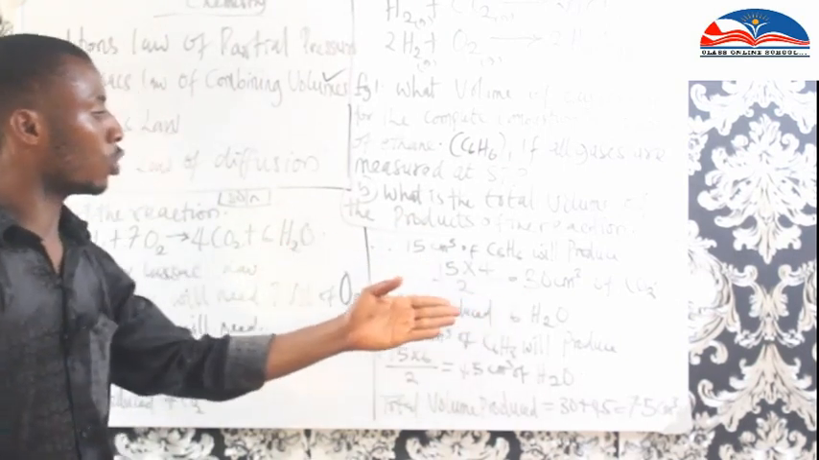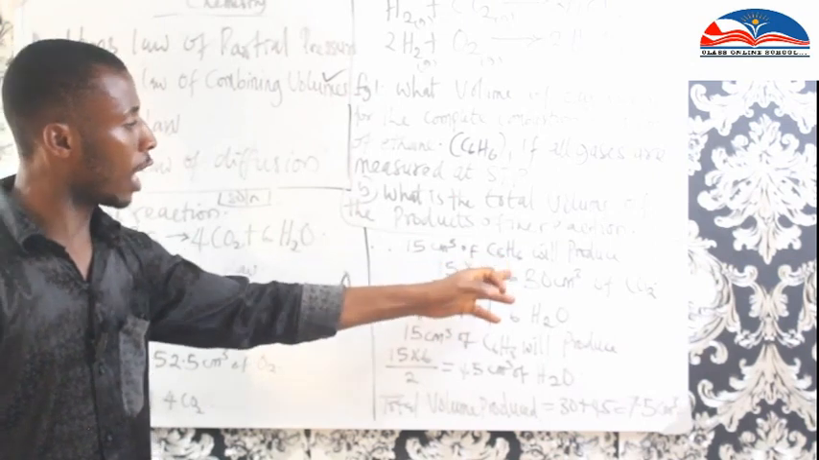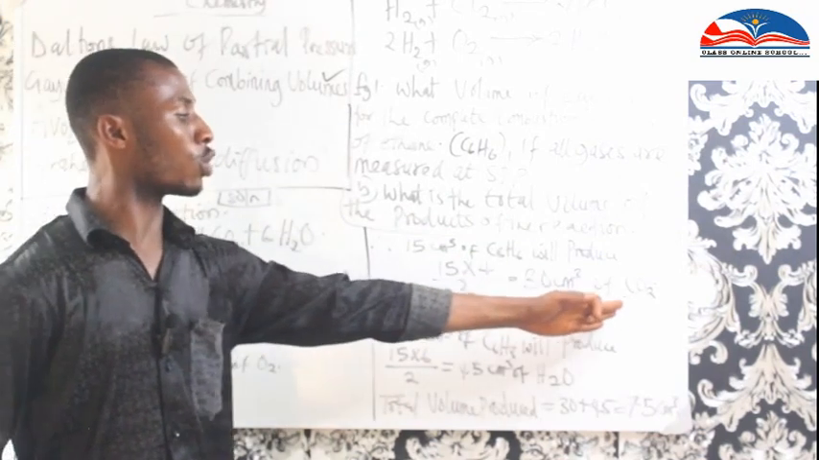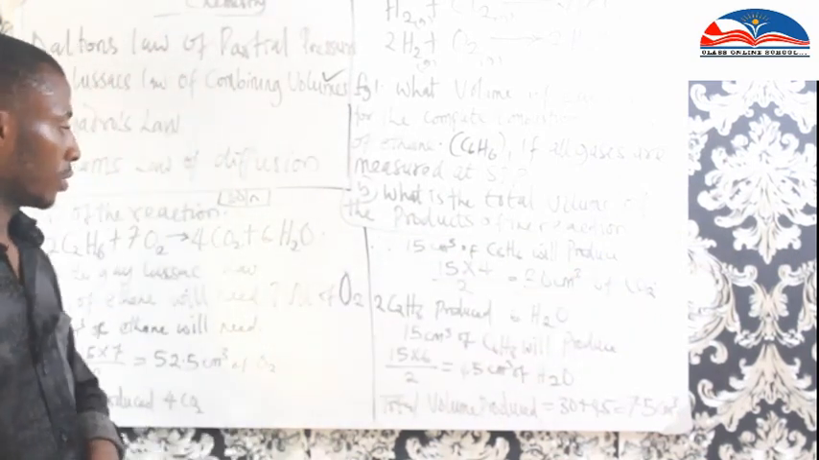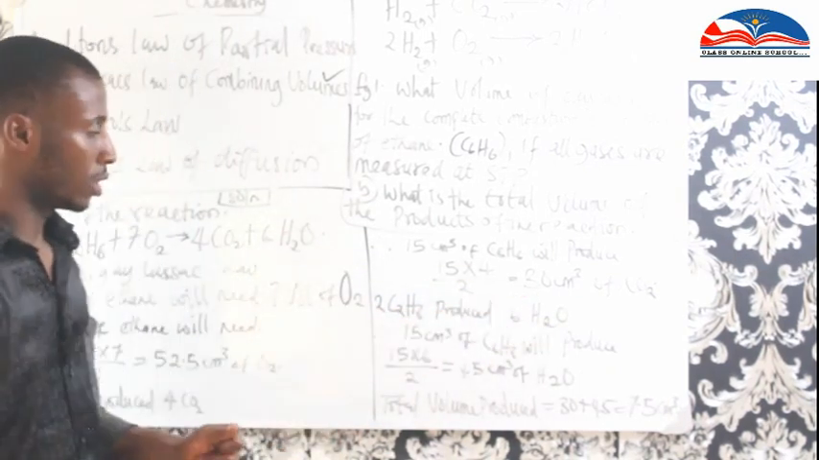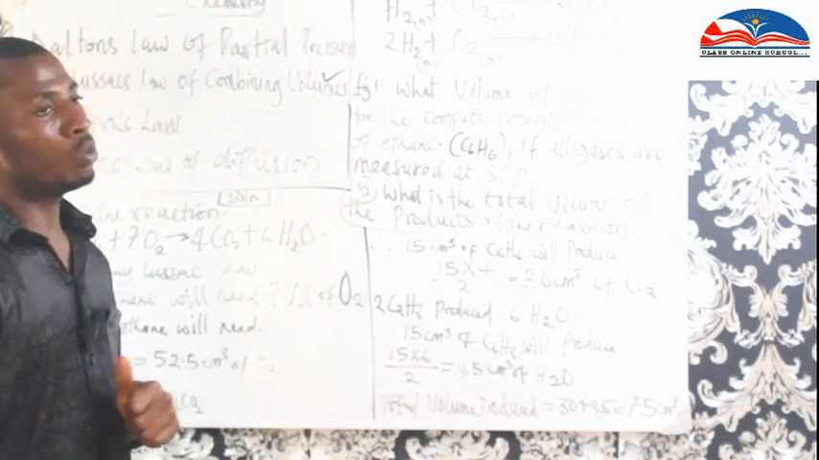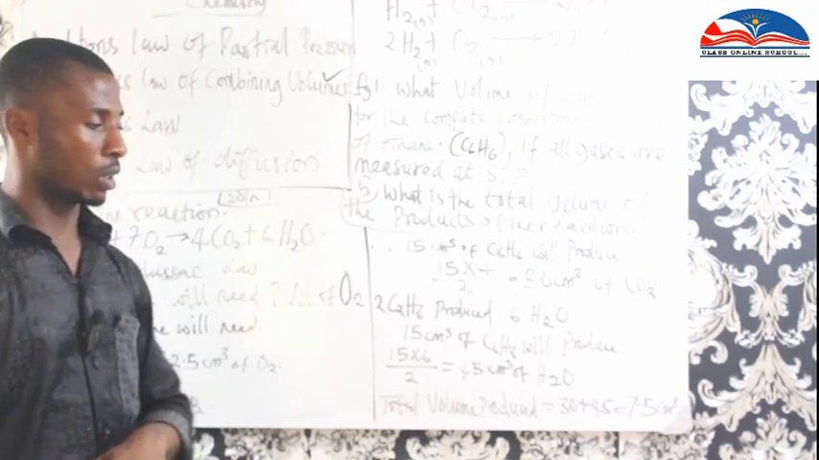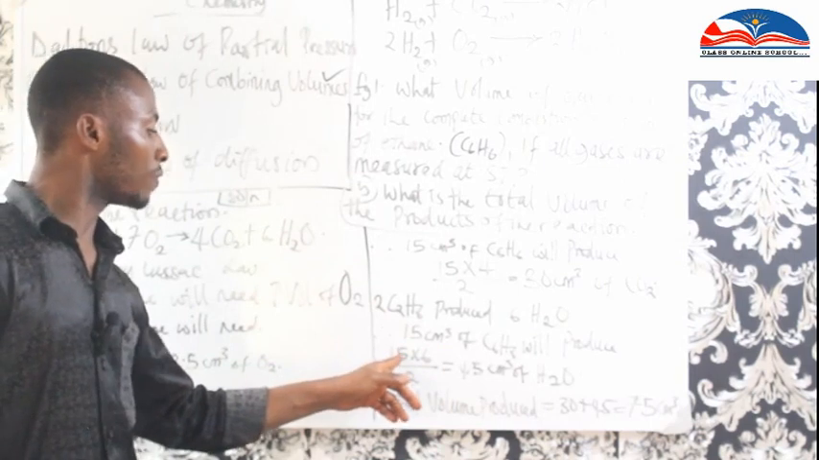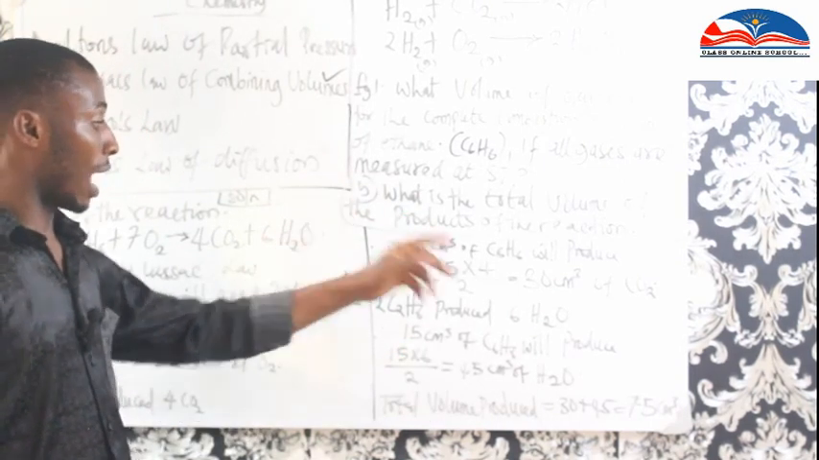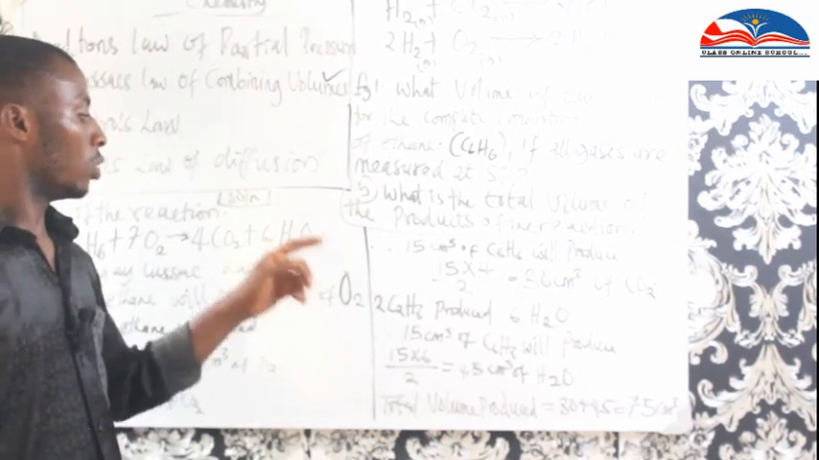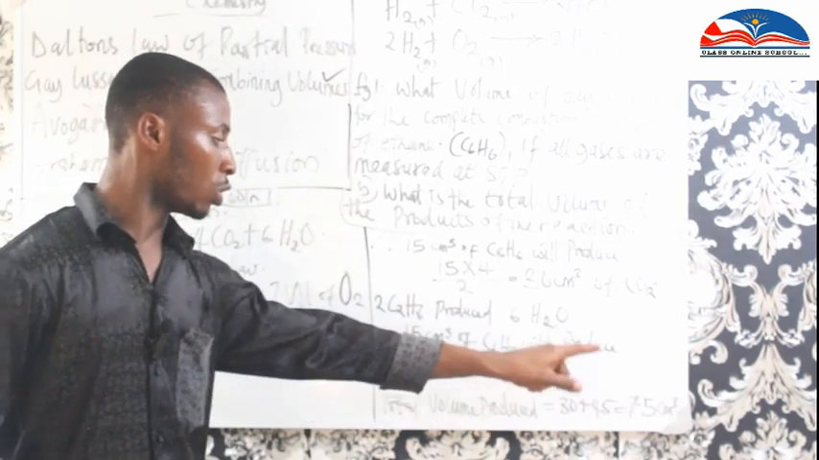So 15 centimeter cube of ethane, we produce 15 times 4 divided by 2, which is 30 centimeter cube of carbon dioxide. Now for water, 2 moles of ethane produce 6 moles of water. Now 15 moles of ethane will produce what? It will produce 15 times 6 moles of water divided by 2, which is the 2 moles of ethane, which will give us 45 centimeter cube of water.